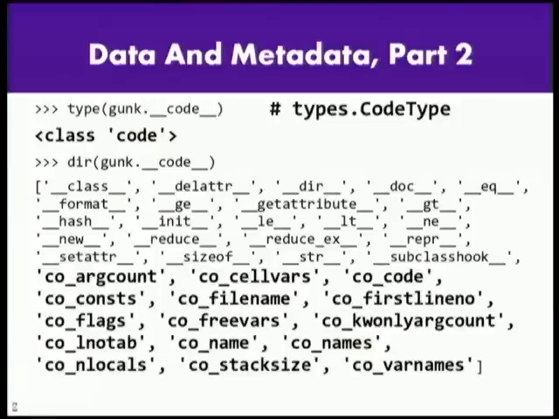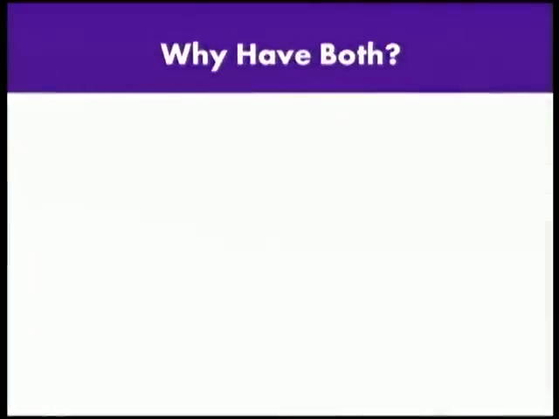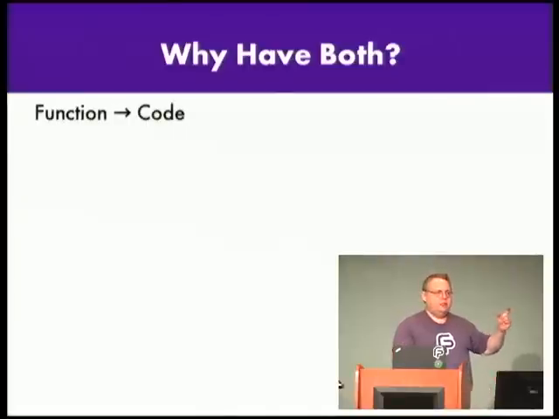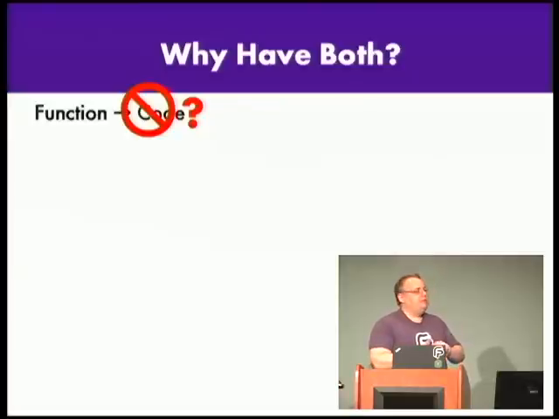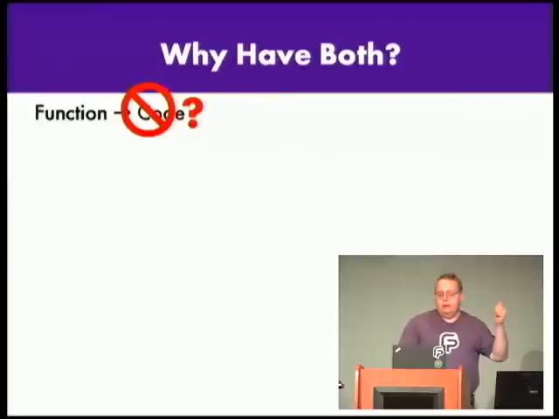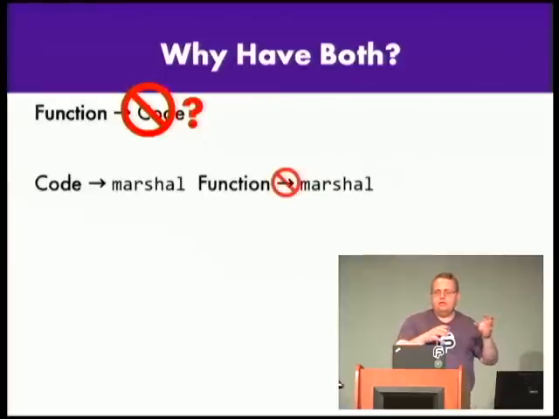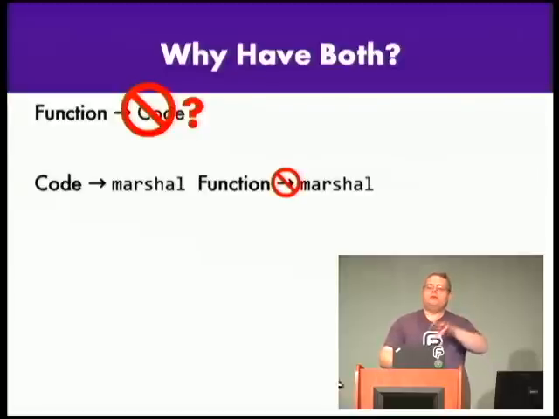This begs the question, why have both in the first place? If you've got both a function object, and every function object points to a code object, why don't you just get rid of the code object and just have the function object? My guess for this was because function objects have a whole bunch of data inside of them that can't be marshaled, and code objects are strictly marshalable.